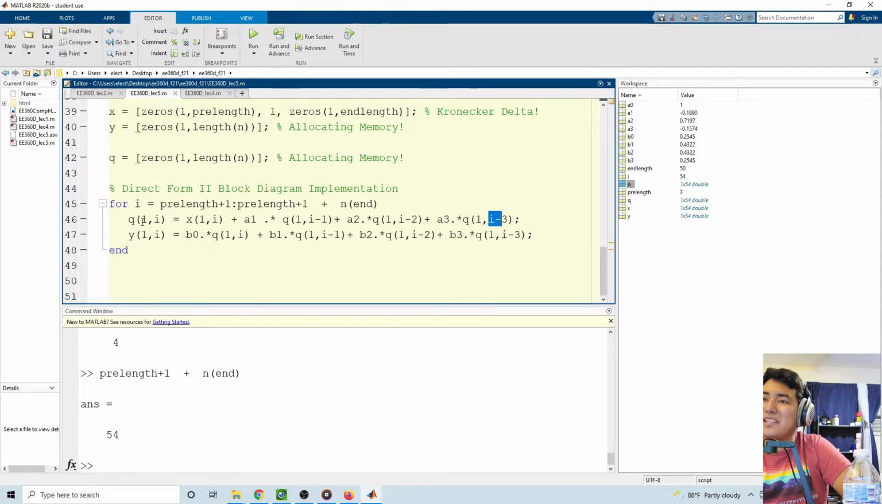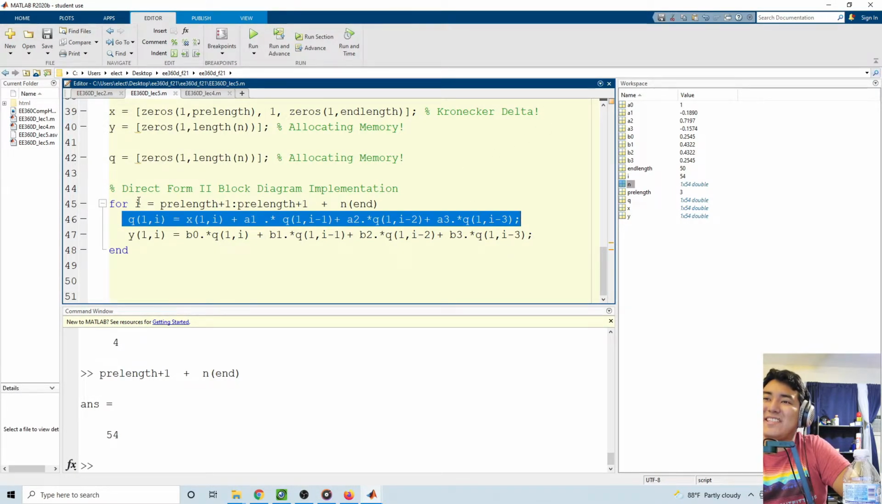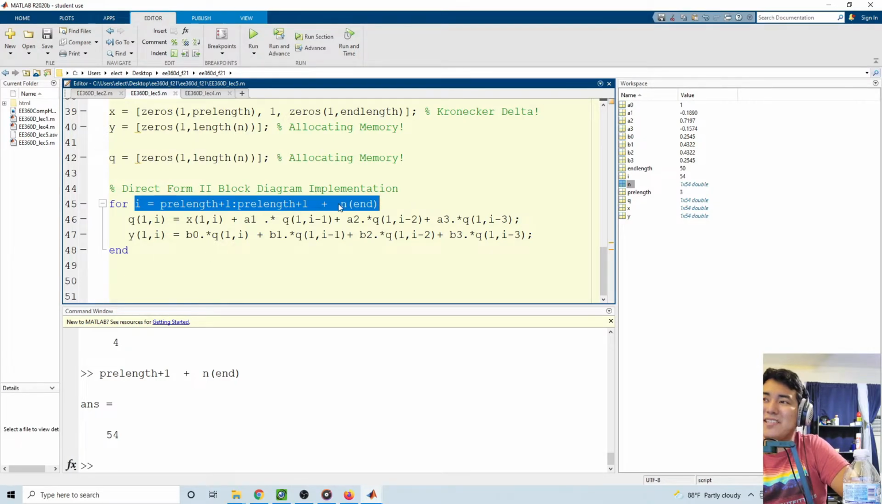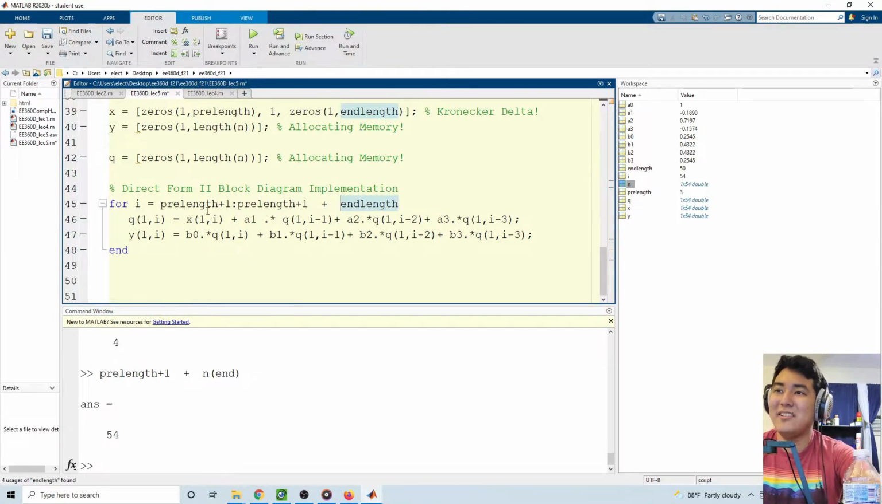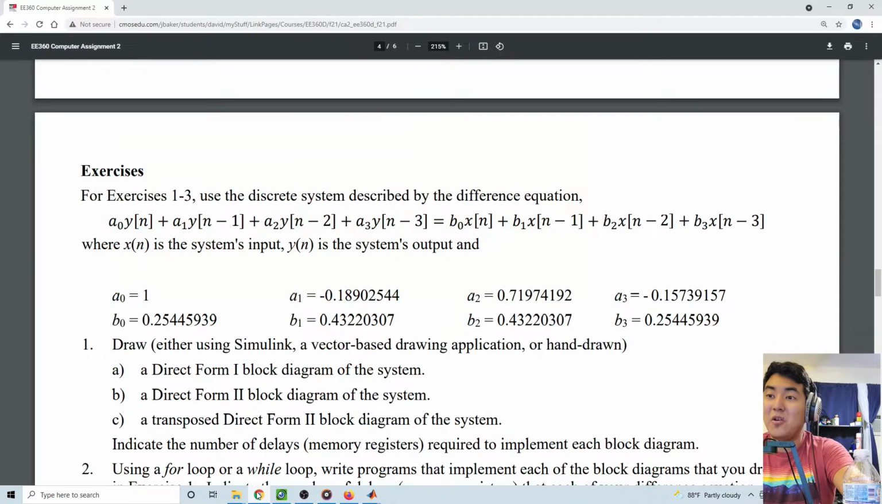But this is simple. The only thing that changes is you have to play with this. It's just a game. You gotta play around with it. Actually, instead of n, you can do end length. See? You understand what's going on? What is this? This right here is how many delays or how many zeros we had before n is equal to 0. And this is our end length. How many zeros do we have after that? And then now you're asking, okay, what do I do now?